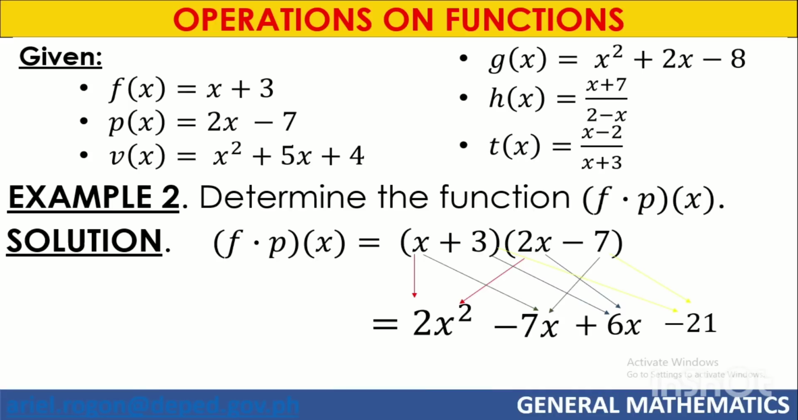So, hindi pa yun yung final answer. Combine similar terms. So, ano i-combine natin dito? Ito, ang dalawa. So, ang 2x squared, copy na lang natin. So, negative 7x plus 6x is negative x minus 21. So, this is the final answer.